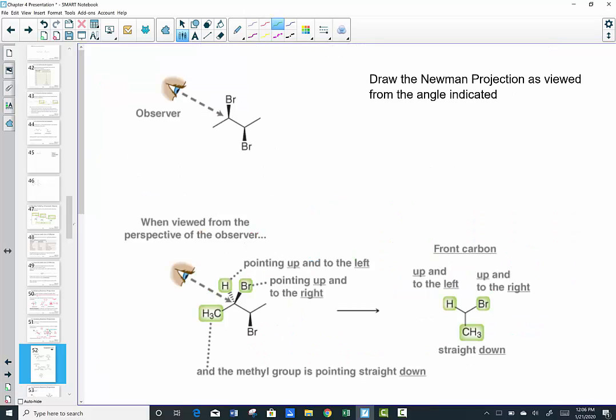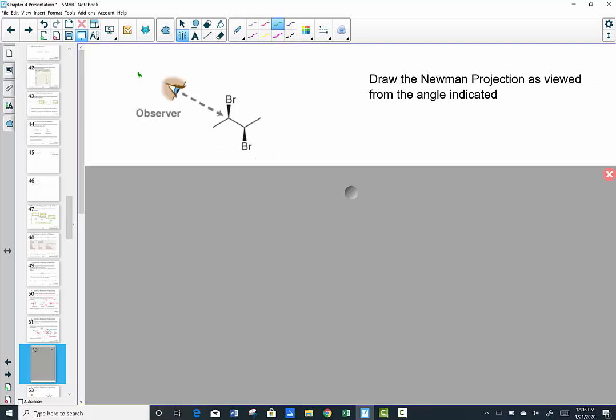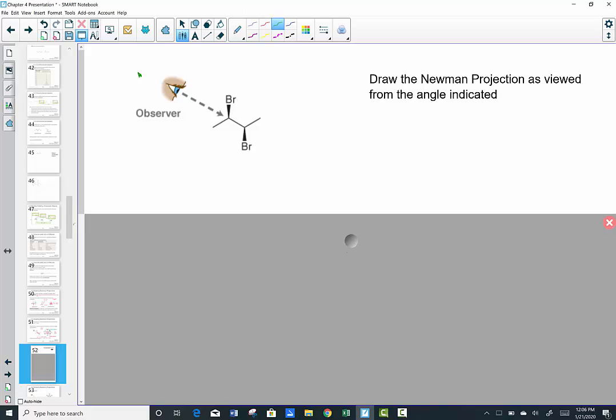So you need a perspective to draw a Newman projection. For instance, if this were a homework question telling us you're the observer, let me put a screen up and talk through this slowly. You are the observer. That's your eye in a 1, 2, 3, 4 carbon chain. So this would be 2,3-dibromobutane. You're told to look between carbon 2 and carbon 3.